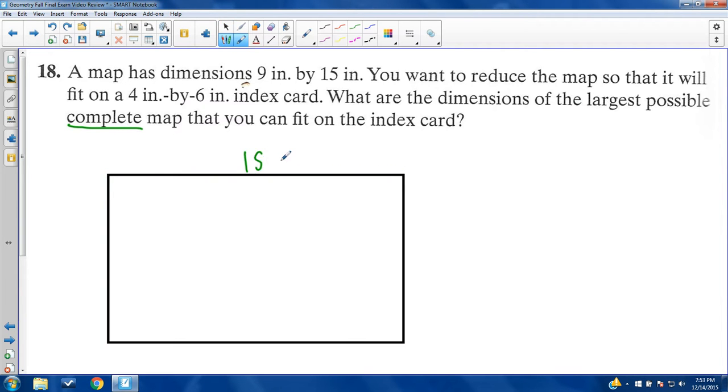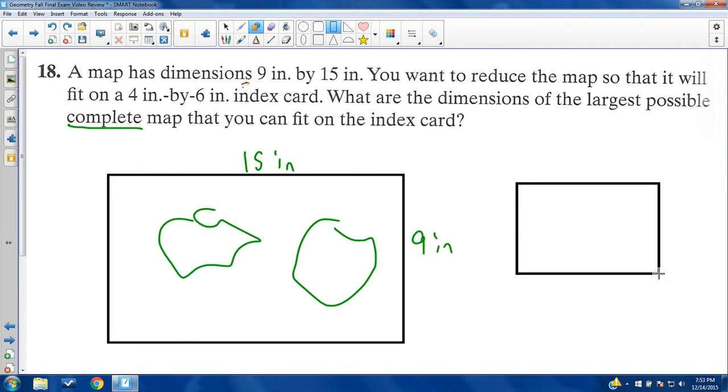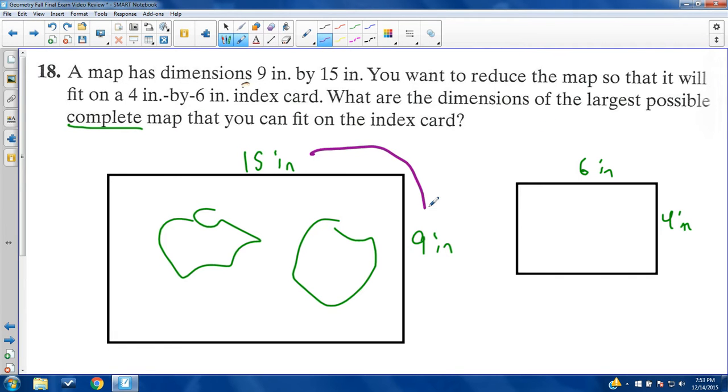If this is 15, and this is 9, and this is a map of something, I have something else that's 4 by 6. So I have something else over here. It's 4 by 6. It's obviously smaller. Now 6 I'm going to make wider, like I said. Now, in terms of this ratio, what I'm going to show you is that these are not necessarily the same.